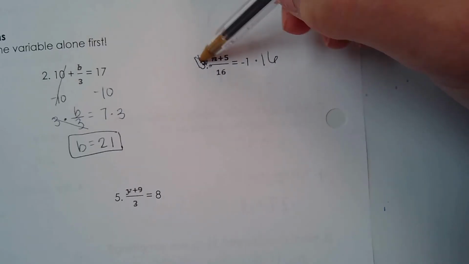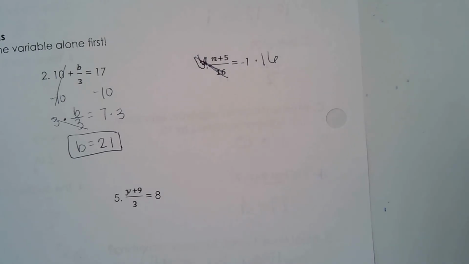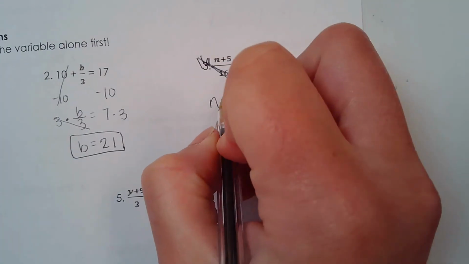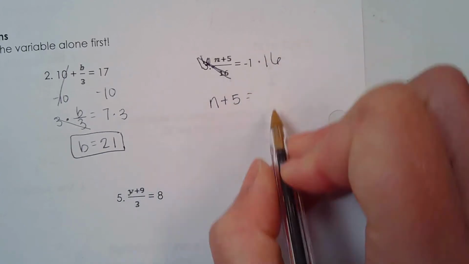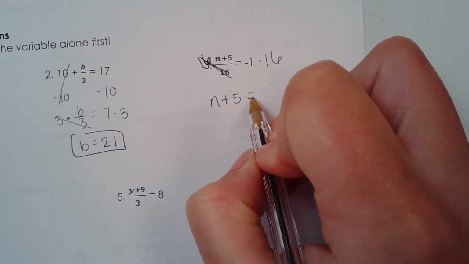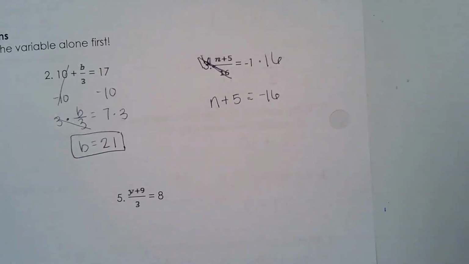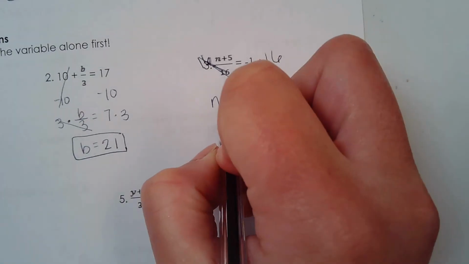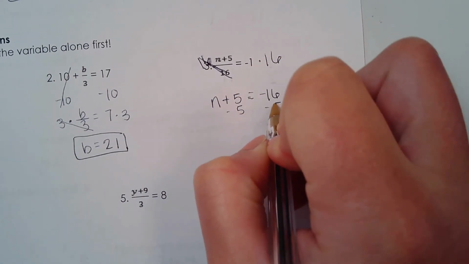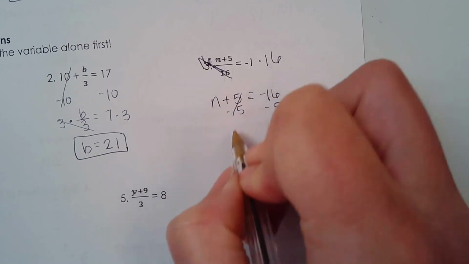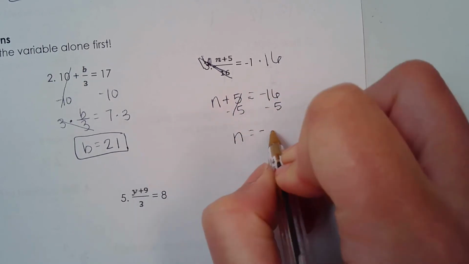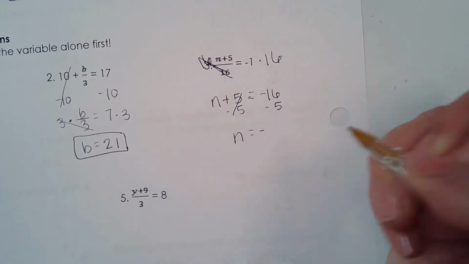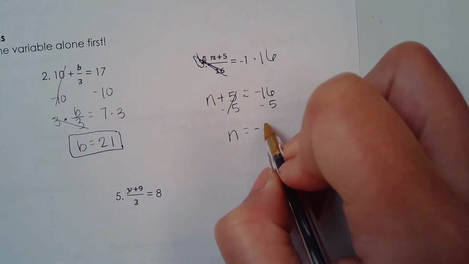The 16s are going to cancel out. Whatever you have on top is going to drop down. So that n plus 5 drops down. And then -1 times 16 is going to give us -16. Now what do we do? Minus 5. So what's -16 minus 5? Negative what? 21.